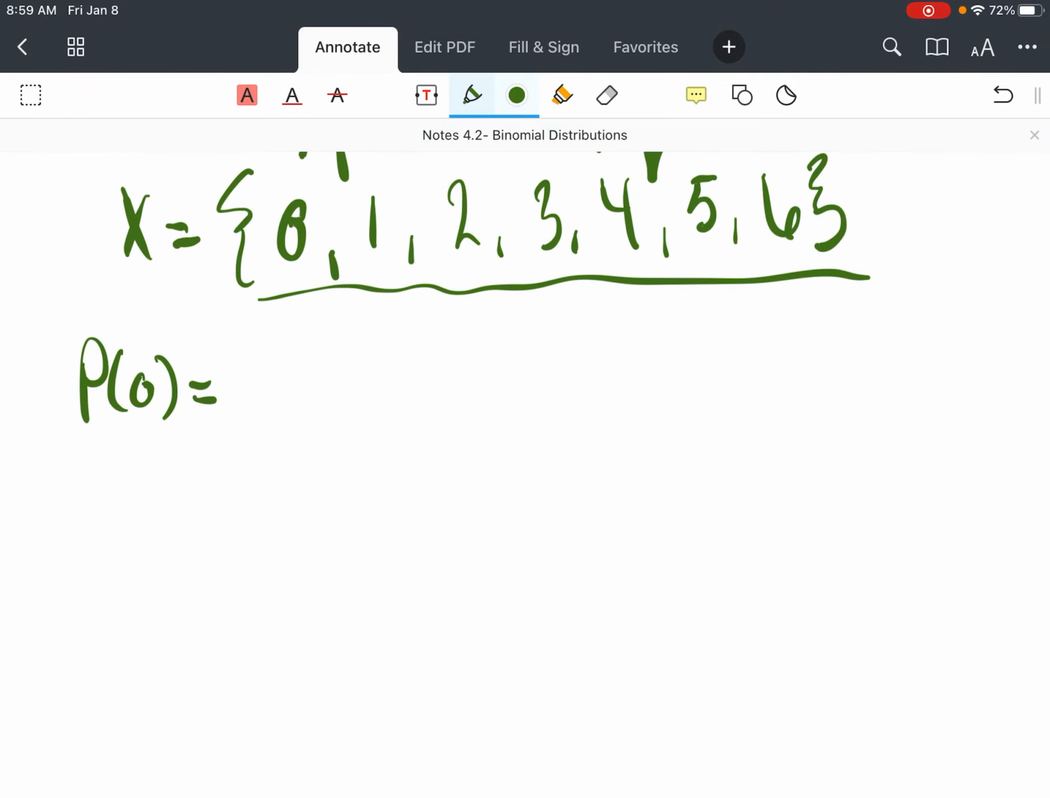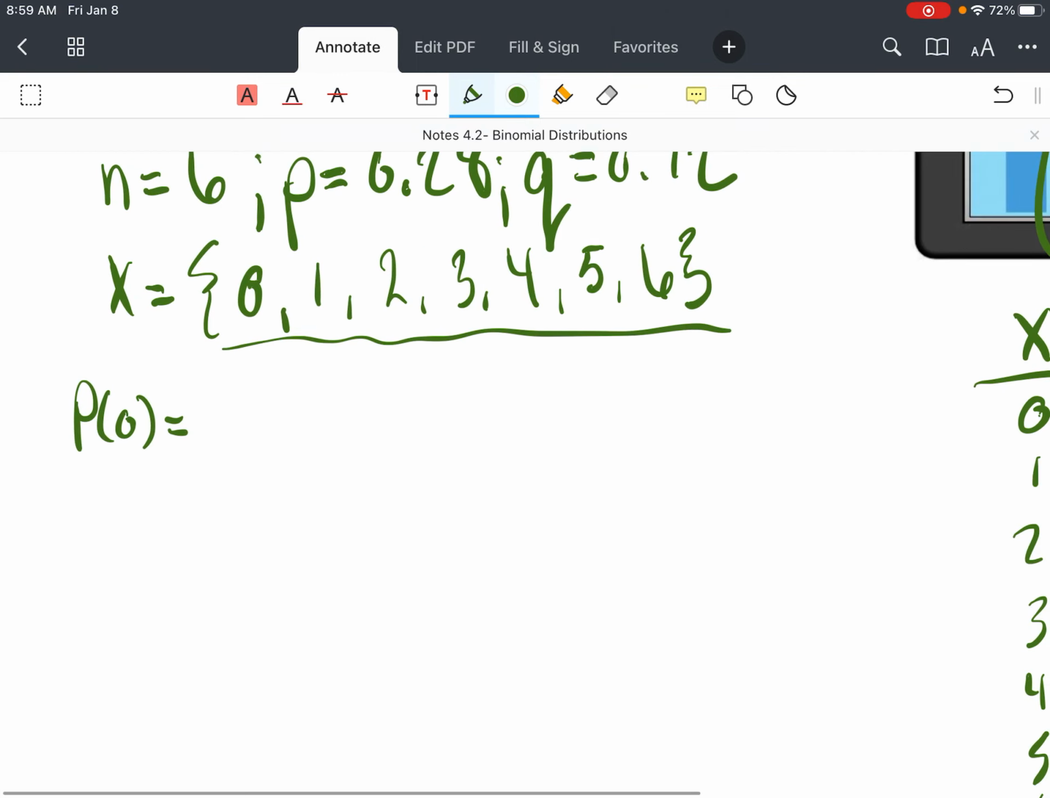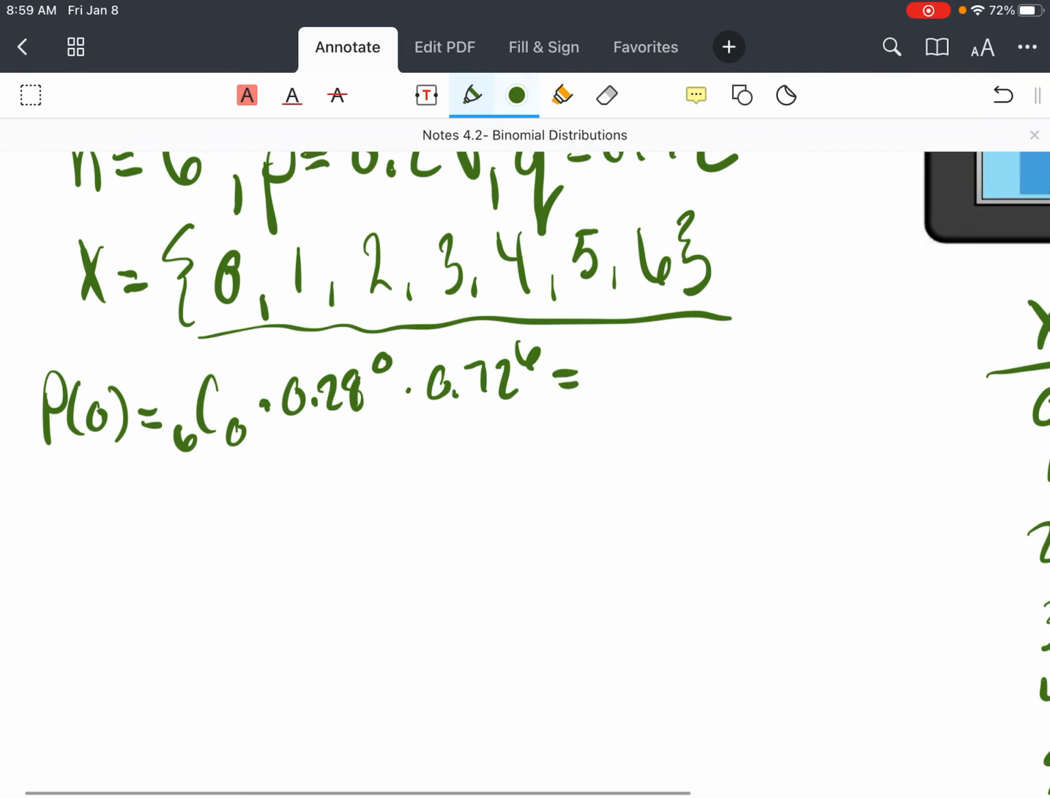All right, so taking a look at P(0), this is going to be n, so 6C0 times p raised to the number of successes, which is 0, times, sorry, I guess it's not p, it's 0.28 times 0.28 raised to the 0 power times 0.72 raised to the 6th power. I'm going to let you guys do this in your calculator, but this gives us 0.139.